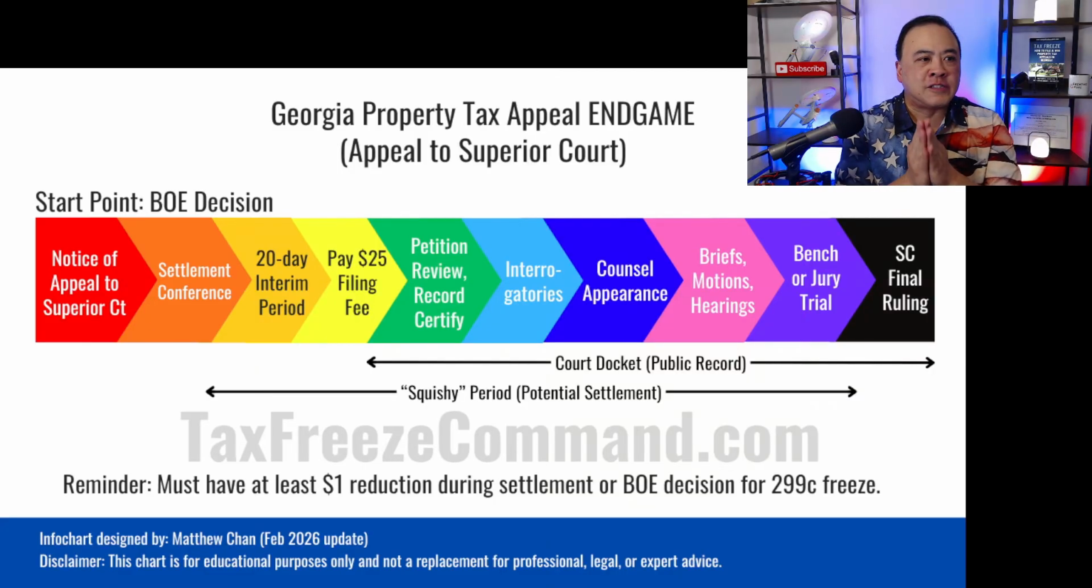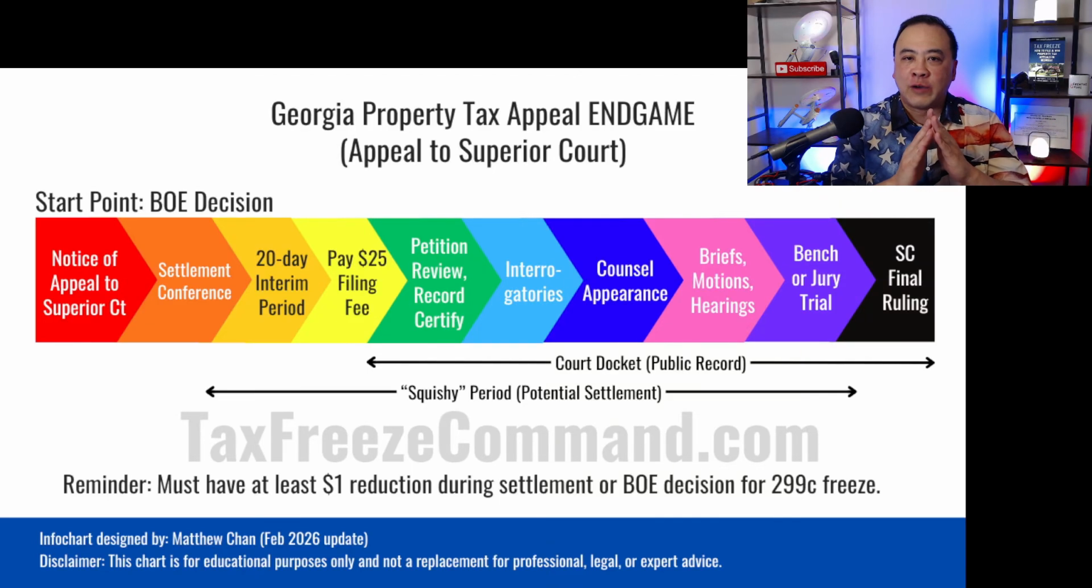The appeal to Superior Court stage is what I call the end game. We are at the very end. Once you enter it, it is your last chance to fight for the values that you think are right and secure your 299C value freeze. The start point of this particular chart is the BOE decision. Most people will never go past a BOE hearing, and so the BOE decision stands.